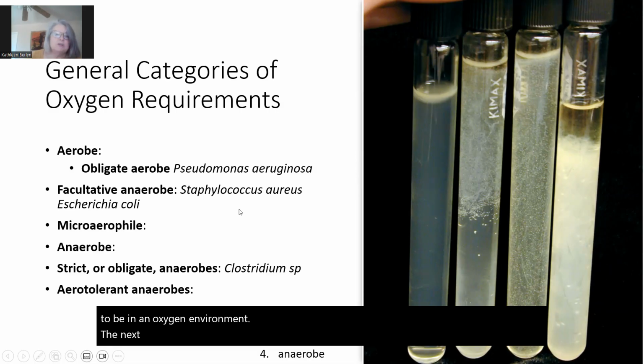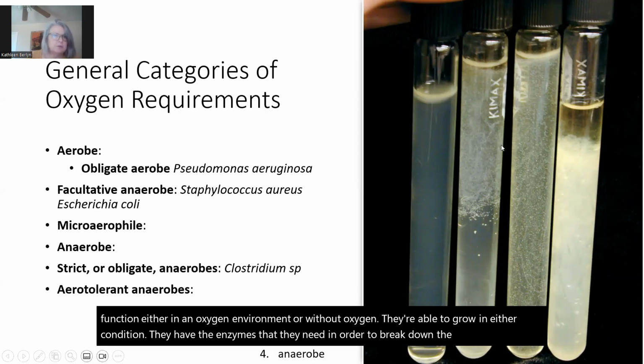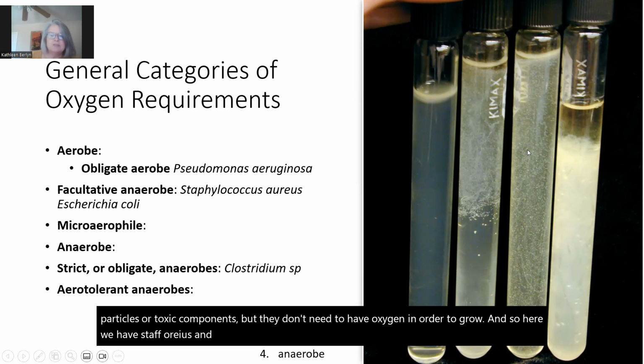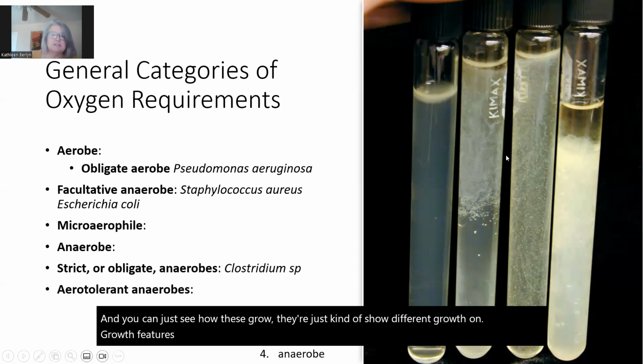The next two tubes represent facultative anaerobes. And so these are organisms that can function either in an oxygen environment or without oxygen. They're able to grow in either condition. They have the enzymes that they need in order to break down the toxic oxygen components, but they don't need to have oxygen in order to grow. And so here we have Staph aureus and Escherichia coli, and we can just see how these show different growth features in this thioglycolate media.